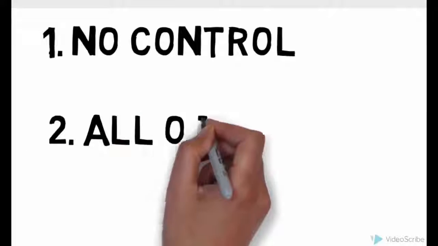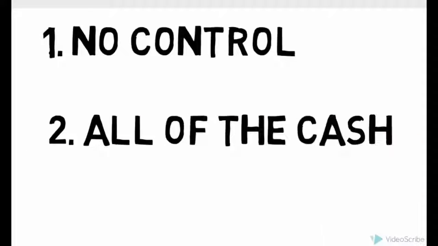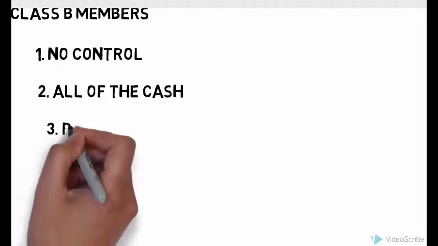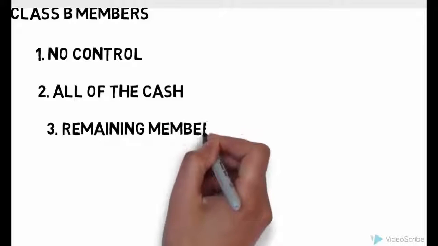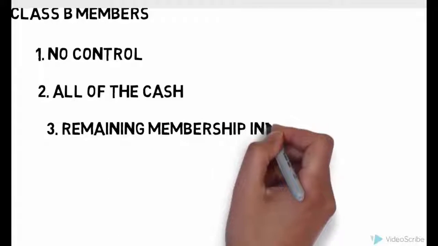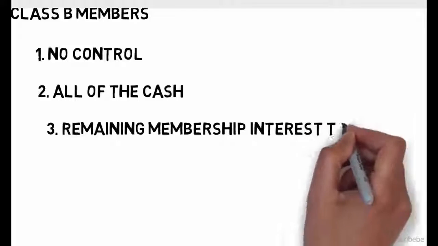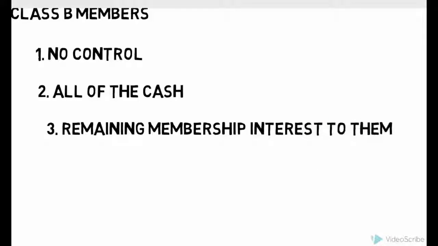They bring all the cash to the table. So if you need $1 million, Class A brings no cash, Class B brings $1 million of cash. And for that, they get the remaining membership interest in the deal. All right, so if, for instance, the deal was 50-50, the 50% membership interest here, if you can see this on the board, and the remaining 50% comes to these people for putting in $1 million.